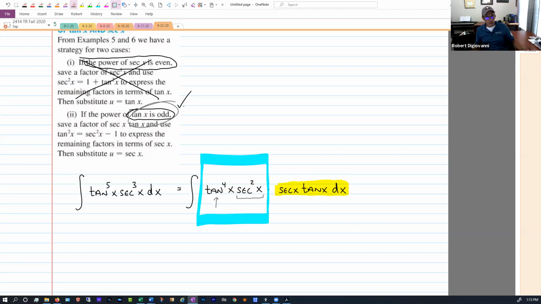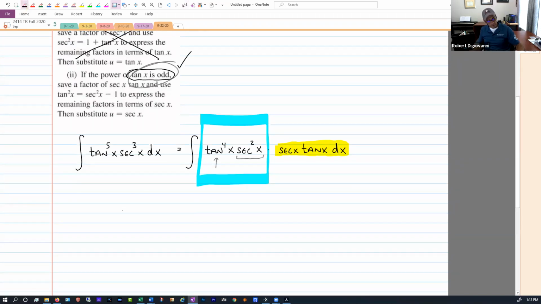So now how do we rewrite tangent to the 4th? Well, again, we can use the Pythagorean identity: 1 plus tangent squared x equals secant squared x. But this time, because we want to rewrite tangent in terms of secant, I'm just going to subtract 1 from both sides. So everywhere I see a tangent squared x, I can replace it with secant squared x minus 1. But I don't have tangent squared, I have tangent to the 4th. So this is where you have to rewrite tangent to the 4th as tangent squared, squared.